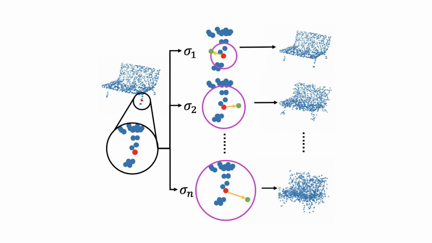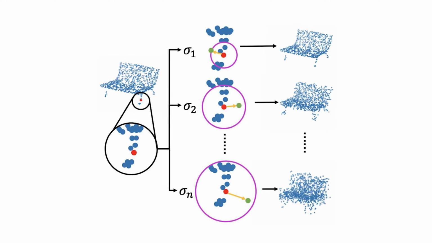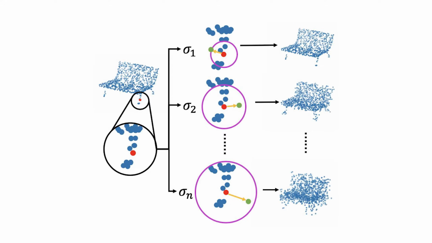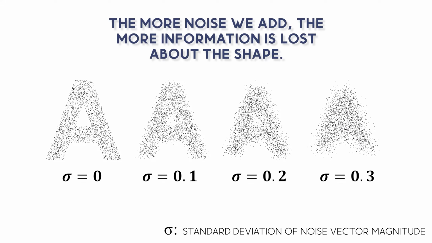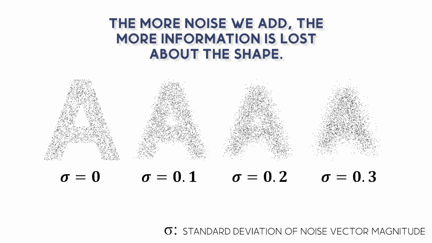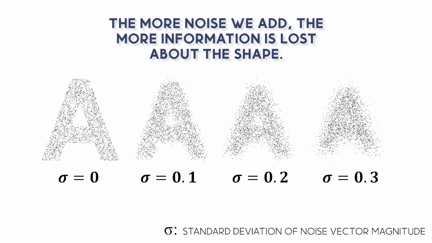And that has the effect of kind of blurring the point cloud. And you're losing some information about the shape here, right? This is foreshadowing for later, but the more noise you add to the point cloud, the more you lose information about its overall shape.